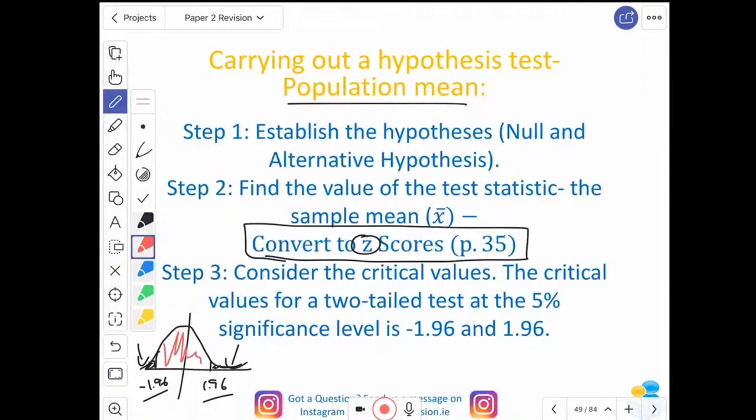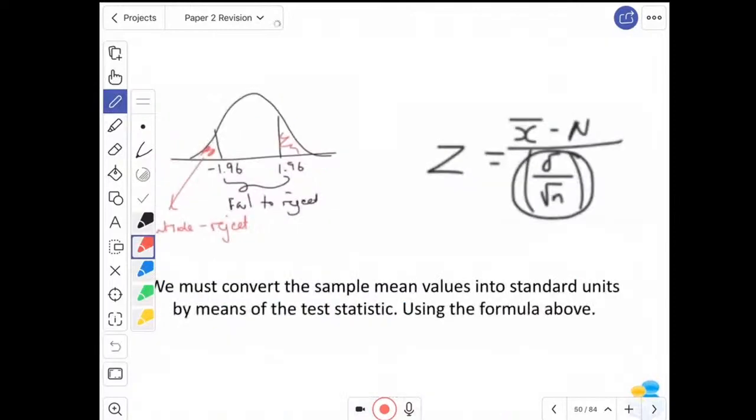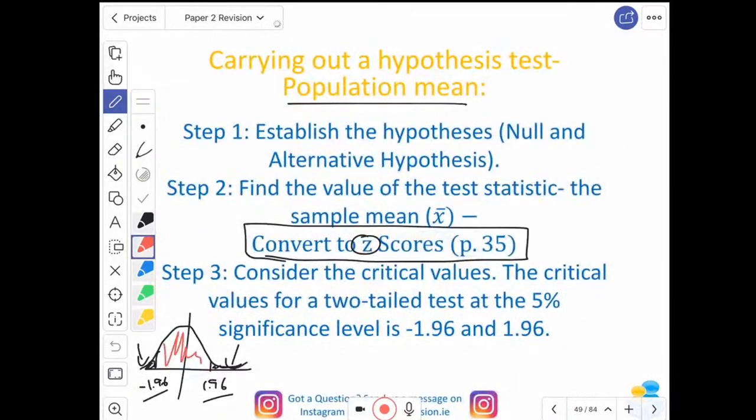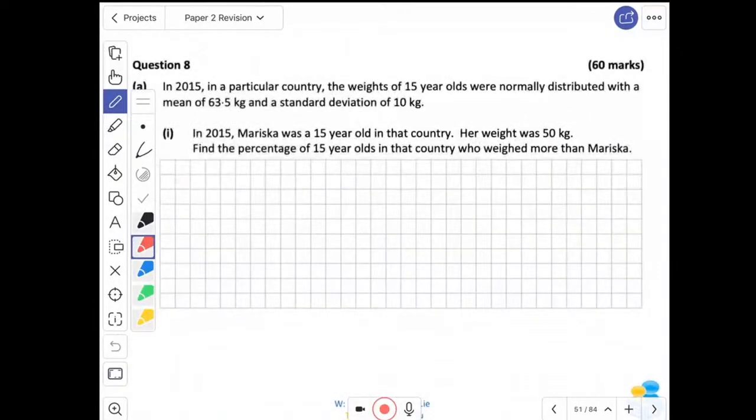Now, you could also go and actually work out your 95% confidence interval and do it the same way as I spoke about for the population proportion. That will work as well. I'm just conscious of time here, so I might just skip on to the last bit of this question.